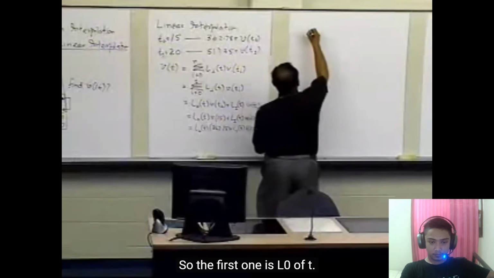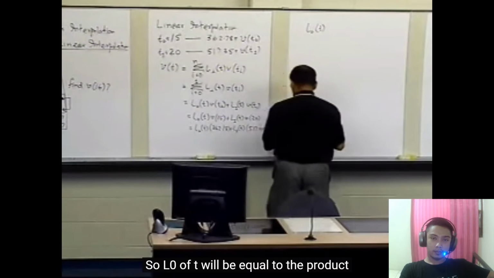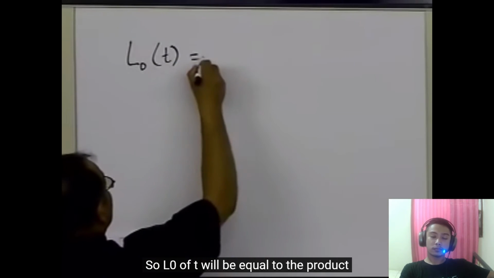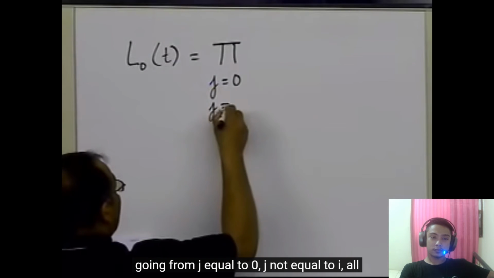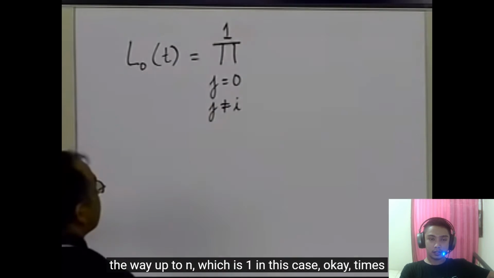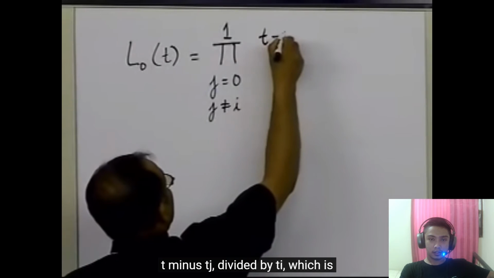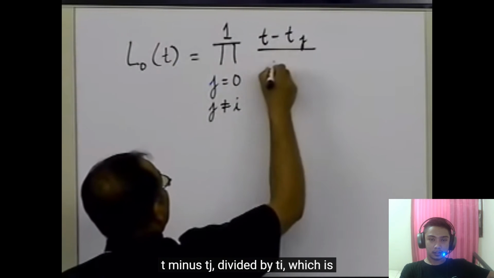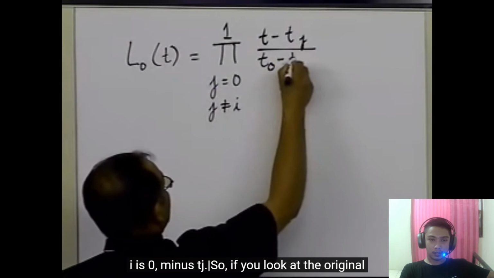So the first one is L naught of T. Now let's find it. L naught of T will be equal to the product going from j equal to 0, j not equal to i, all the way up to n, which is 1 in this case, times (T minus Tj) divided by (T sub i minus T sub j), where i is 0.